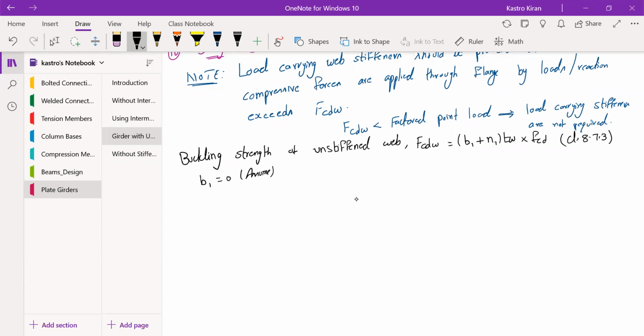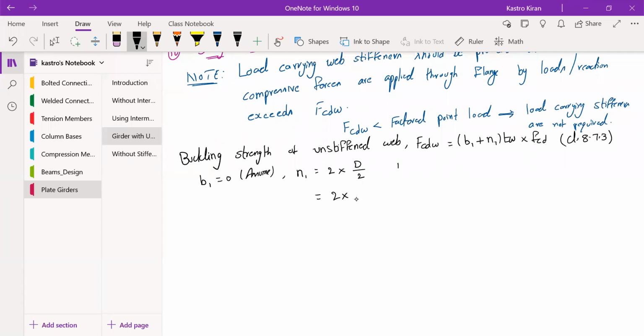When you have the combination of loads, that is UDL plus point load or UDL plus any other loads, then you can assume the value of B1 as 0. That's a straightaway point. And then the value of N1 is calculated as 2 times the overall depth of the section, that is capital D, divided by 2.